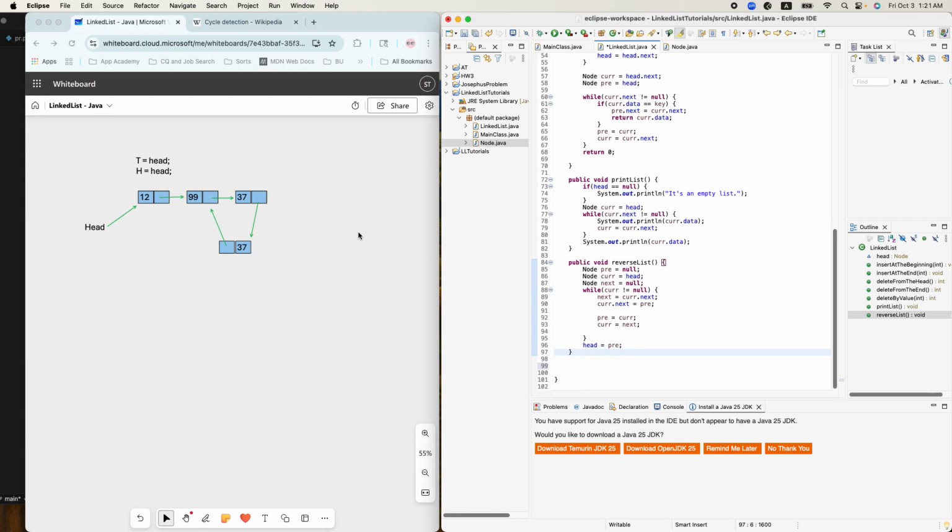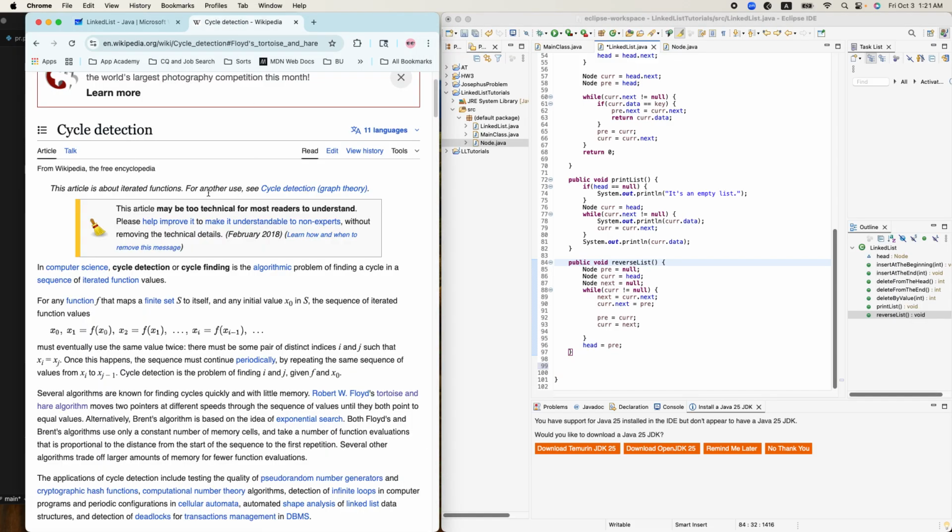So today let's learn how to check if there is a cycle, because if we do not check this, sometimes when we are traversing the list, it is possible that there is a cycle and we will fall into an endless loop. So to avoid that, we should be able to check if there is a cycle or not. There are many algorithms to detect if there is a cycle or not.